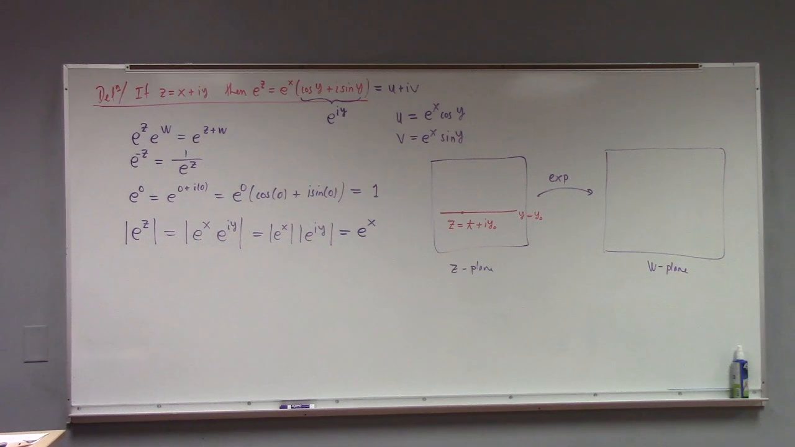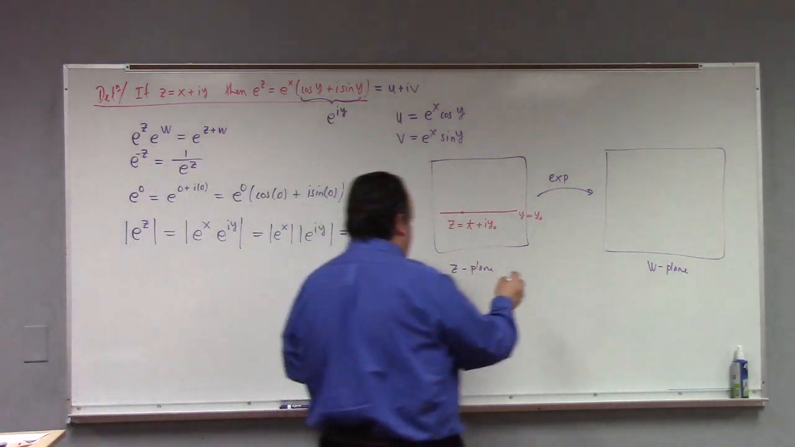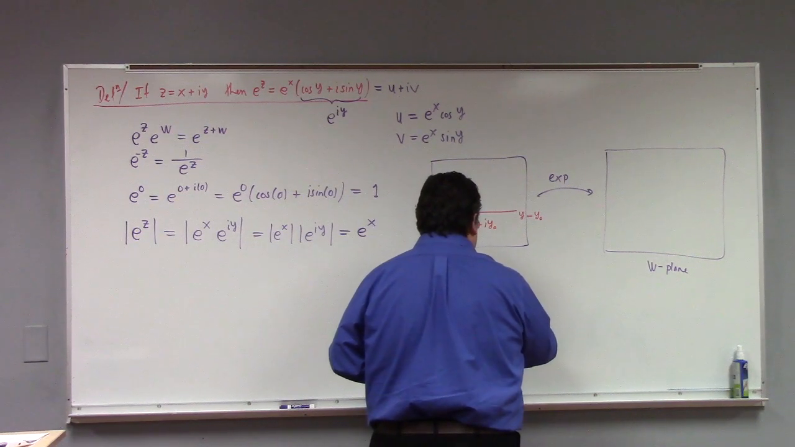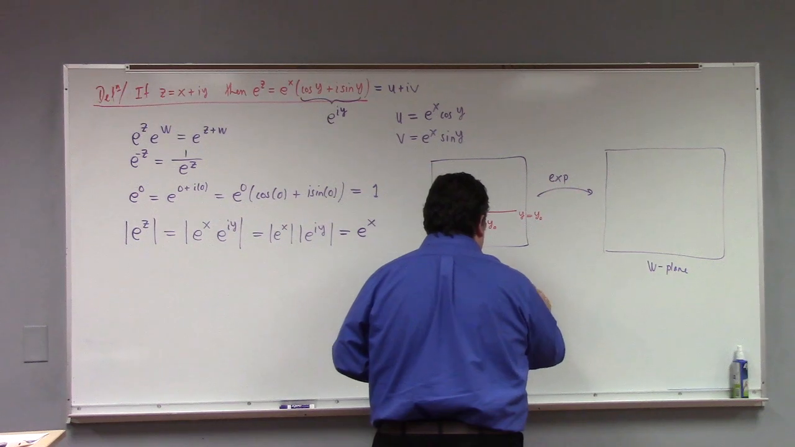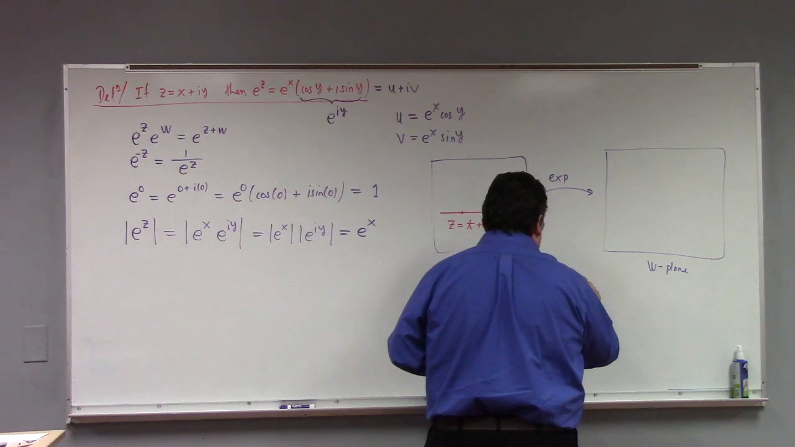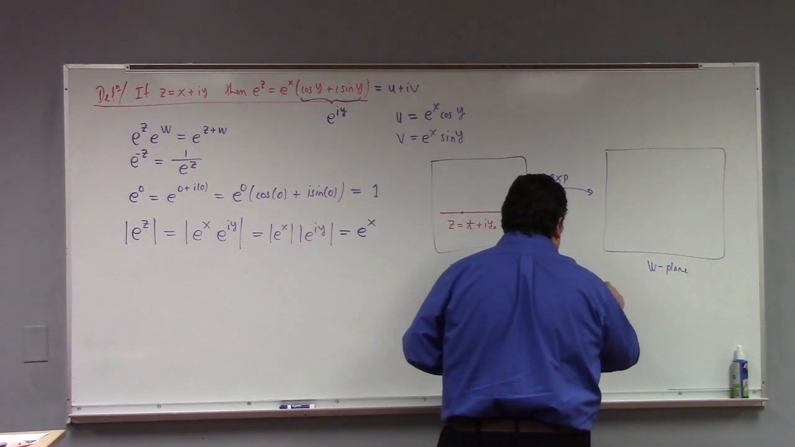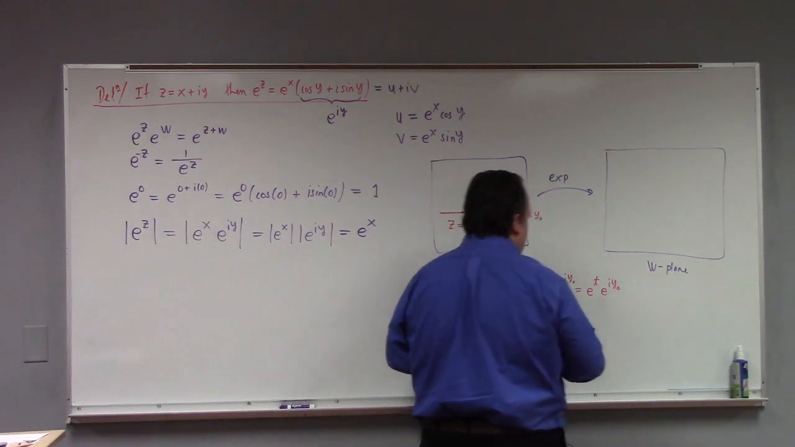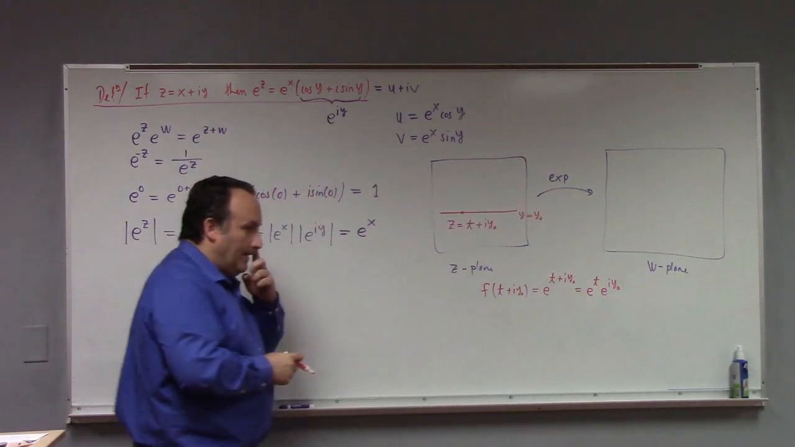Where does that line get sent under the complex exponential? Simple matter. We just feed it to the complex exponential and see what happens. So f of t plus i y naught is equal to e to the t plus i y naught, which is equal to e to the t times e to the i y naught.